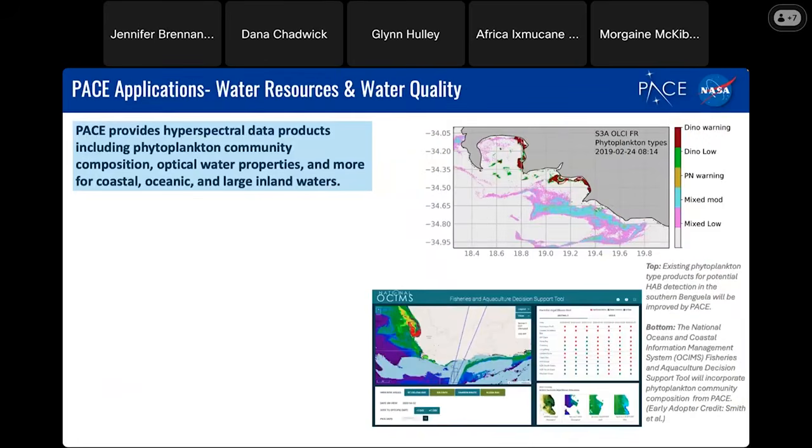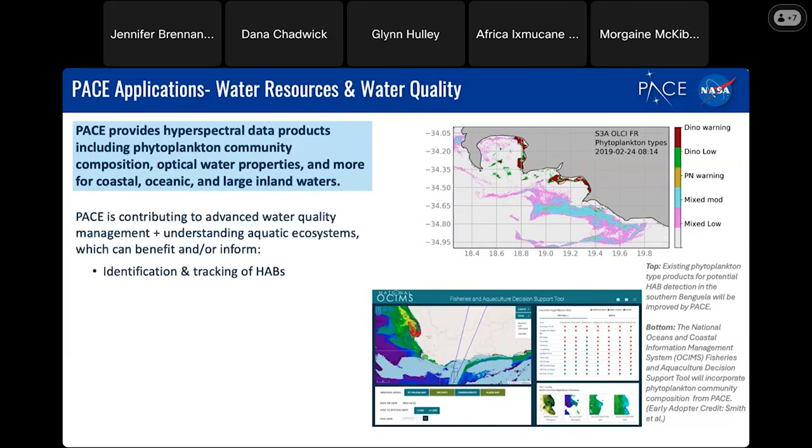Now let's talk about some examples. What is PACE doing out there? How are we applying PACE data? So we have all new hyperspectral data products like the phytoplankton community composition products you just saw. We also have spectral optical water properties and data that covers our coasts, our oceans, and our large inland waters. And with this information, we're advancing water quality management and helping to better understand aquatic ecosystems, which can help us identify and track harmful algal blooms.